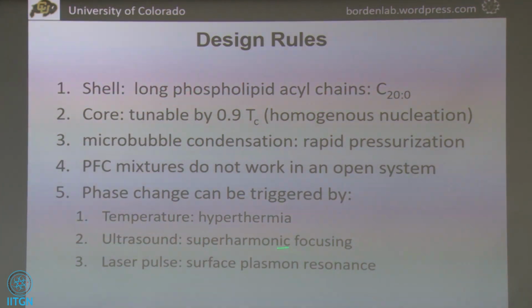You can use ultrasound to trigger, and that's acoustic droplet vaporization. What's interesting is there's a phenomenon called superharmonic focusing that was elucidated by the group at the University of Twente, that indicates that there's some focusing capability because of the spherical nature of the droplet that focuses the higher frequency ultrasound waves. That's why it's called superharmonic, because it's higher frequency components of the pulse. Those higher frequency components are being focused, and then there's a higher pressure, and that's what sparks the vaporization. And we also show that you can use a laser pulse with gold nanoparticles. So again, the laser heats the nanoparticles, the particles dissipate that heat, the core heats up and vaporizes, due to the surface plasmon resonance of the gold nanoparticles.